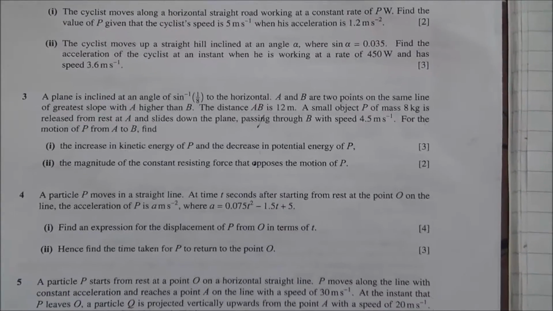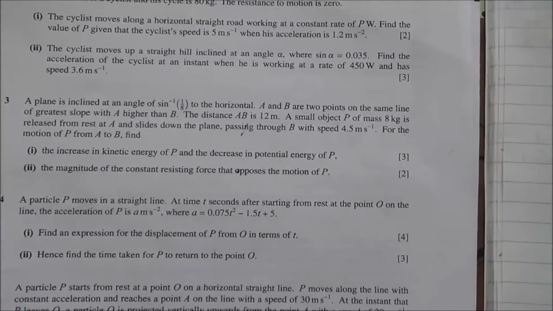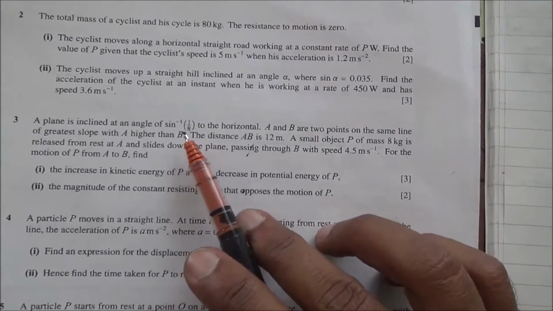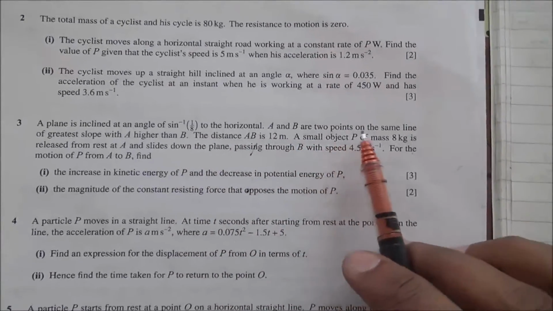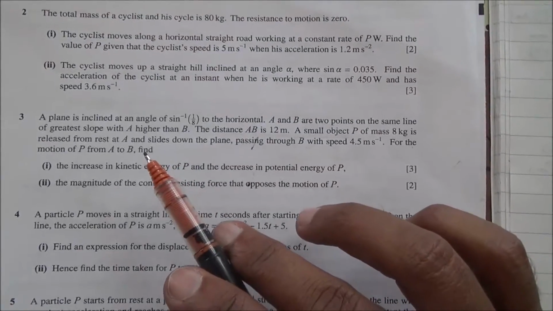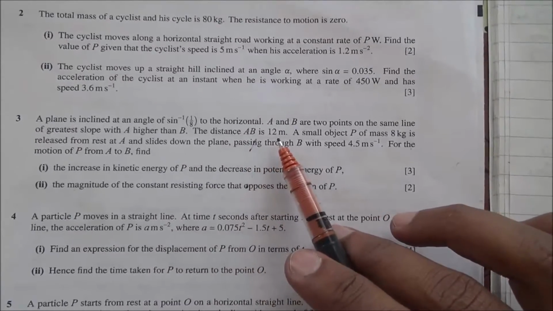Hi, question number 3 taken from June 2015 A-Level Maths HSC M1. A plane is inclined at an angle of inverse sine 1 over 8 to the horizontal. A and B are 2 points on the same line of greatest slope with A higher than B. The distance AB is 12 meters.